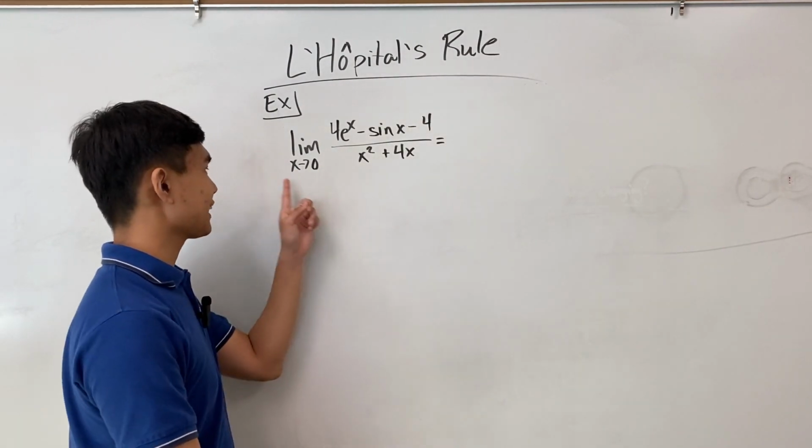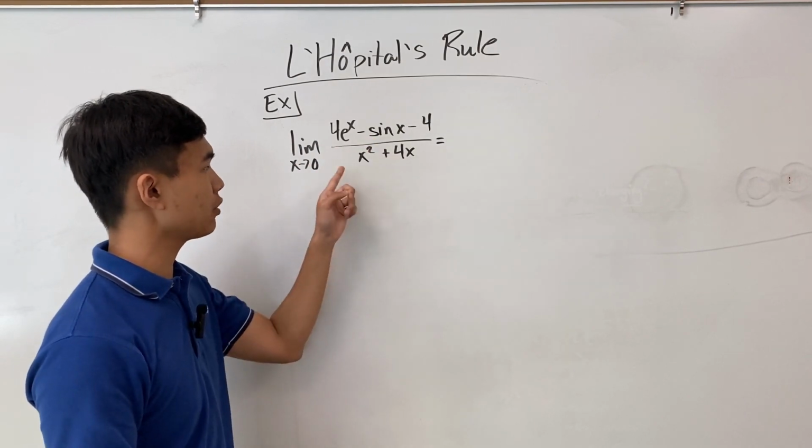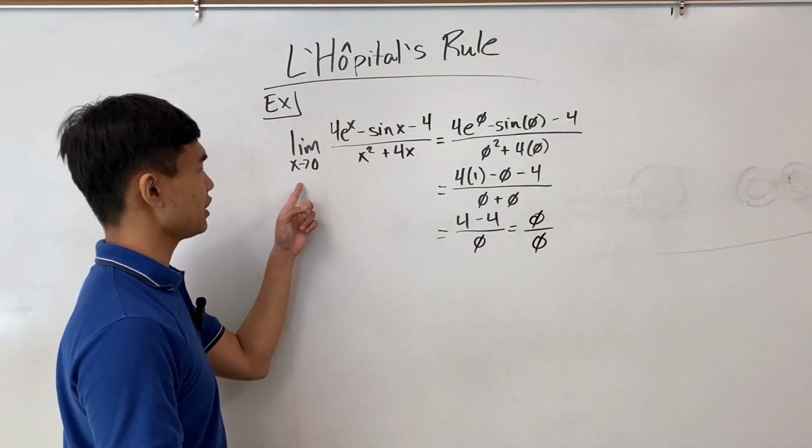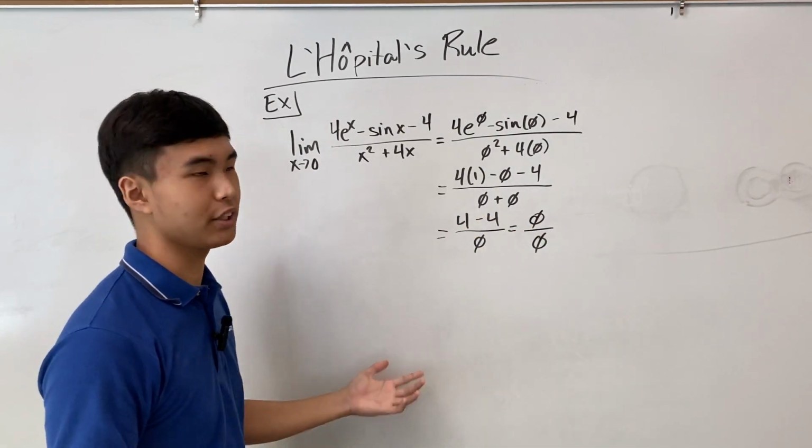I have the limit as x goes to 0 of 4e to the x minus sine x minus 4 all over x squared plus 4x. If we direct substitute 0, we see that we get 0 over 0, which is an indeterminate form, so we are allowed to use L'Hopital's rule.